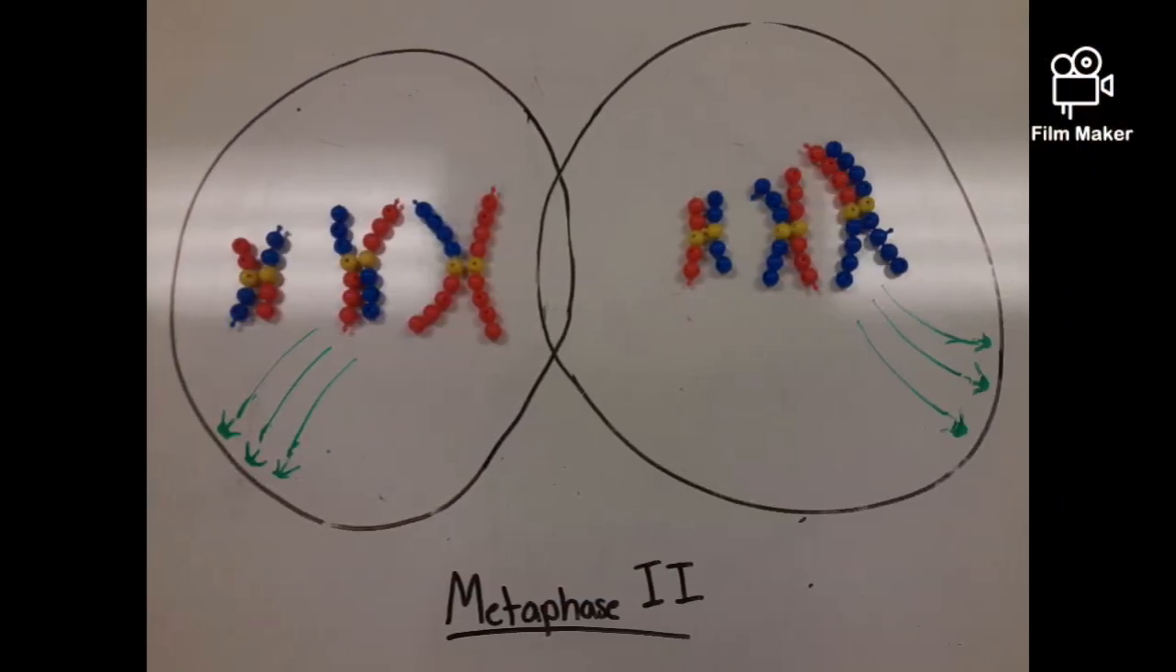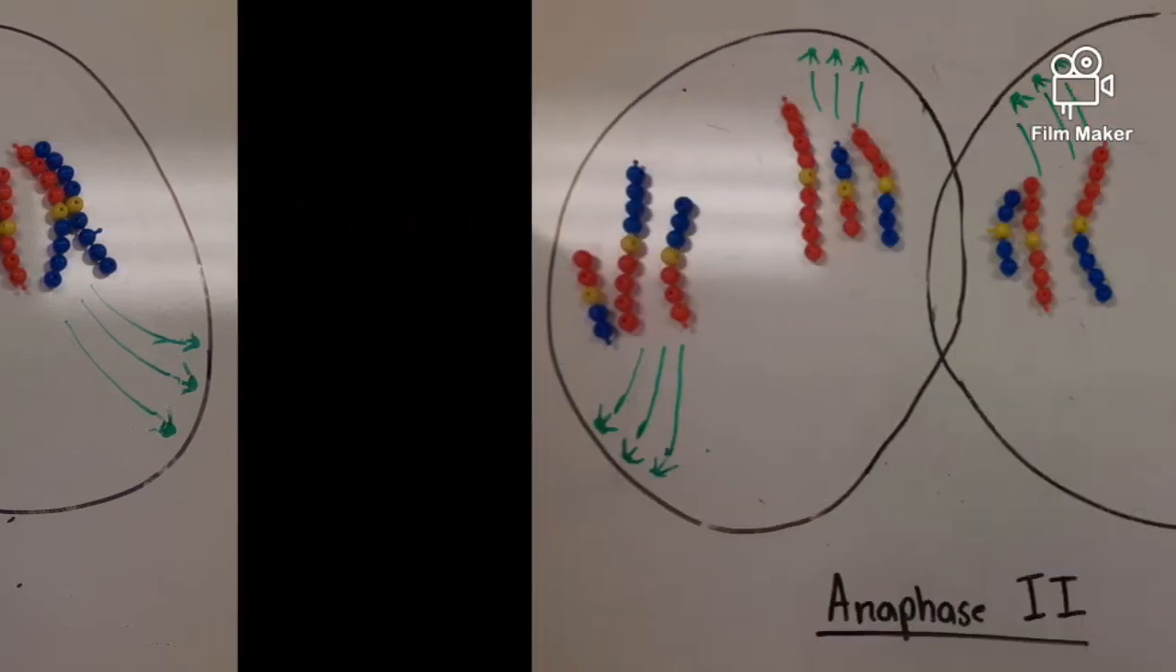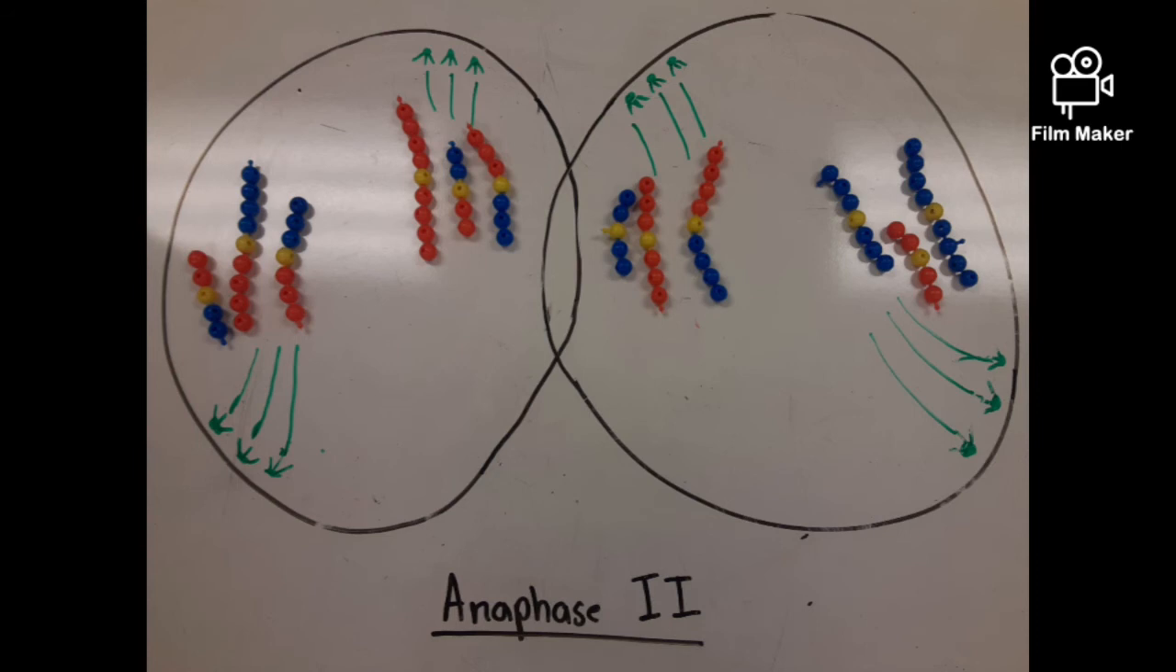Metaphase II and anaphase II are exactly the same as metaphase I and anaphase I. The paired homologous chromosomes line up across the center of the cell, and then the spindle fibers pull each homologous chromosome to the opposite ends of the cell. Here we can see the spindle fibers pulling each homologous chromosome to the opposite ends of the cell. This part of the process is called anaphase II because this occurs during meiosis II.